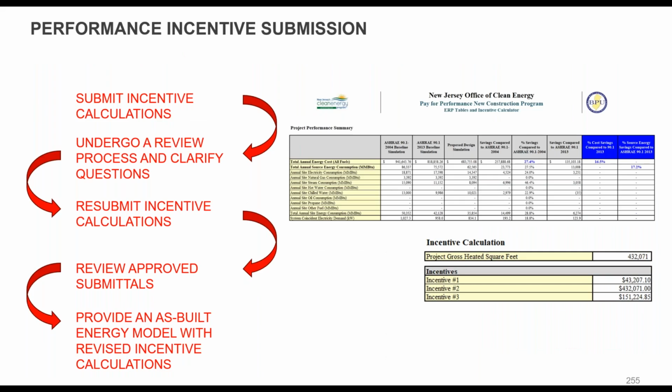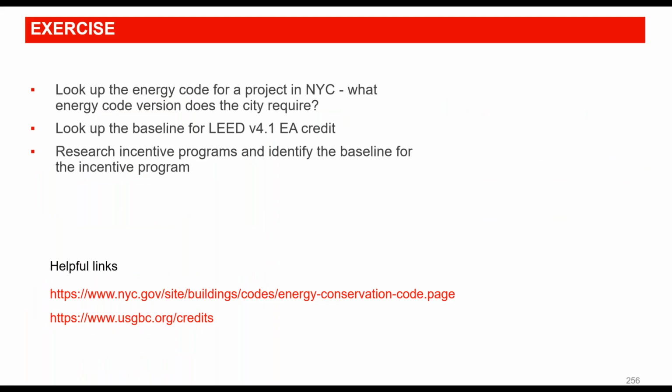And then when we get to the incentive submission, you've got to calculate what the incentive might be and work with the incentive organization, in this case the New Jersey Office of Clean Energy, and they have to review and ask questions. You resubmit, revise, resubmit your calculations, and then they get reviewed one more time and approved, and you provide as-built models for that. In this case, they're looking at incentives that are quite like $1.50 a square foot.